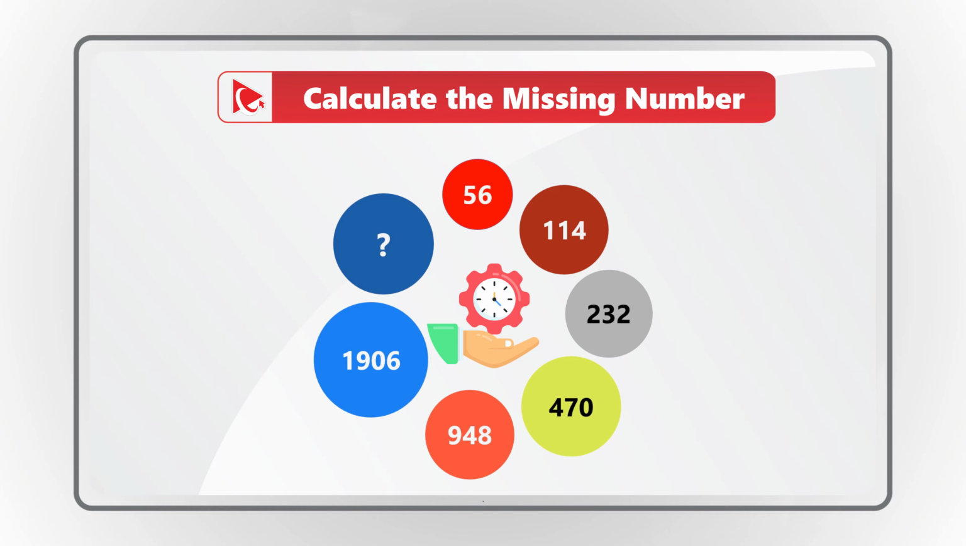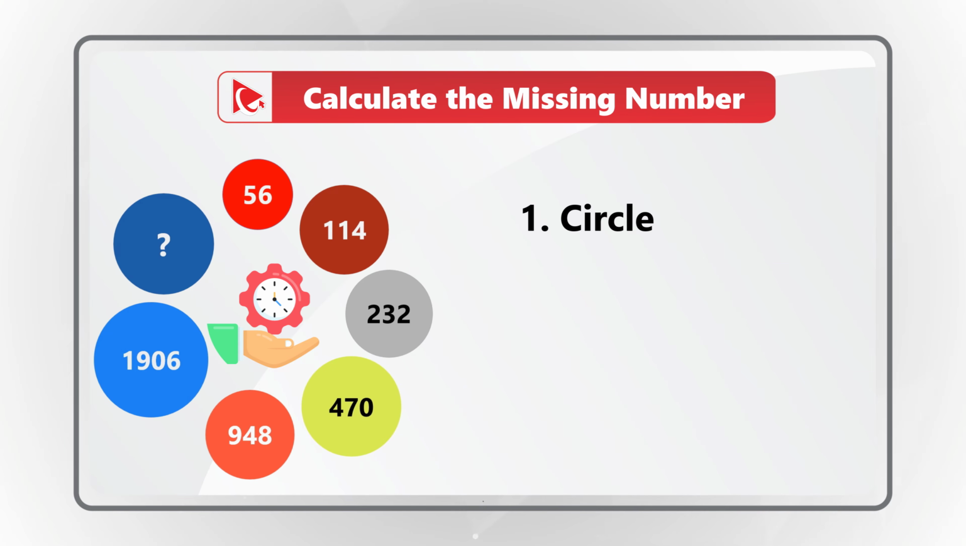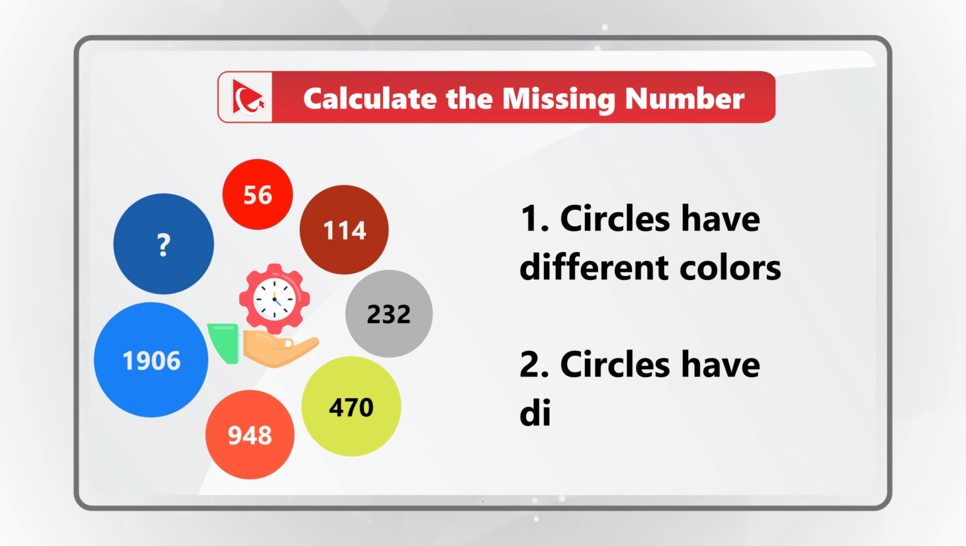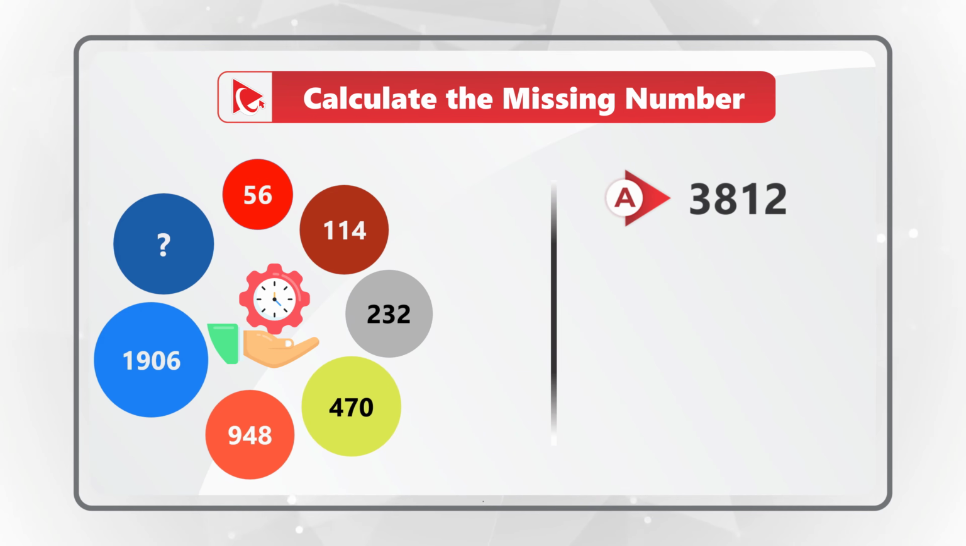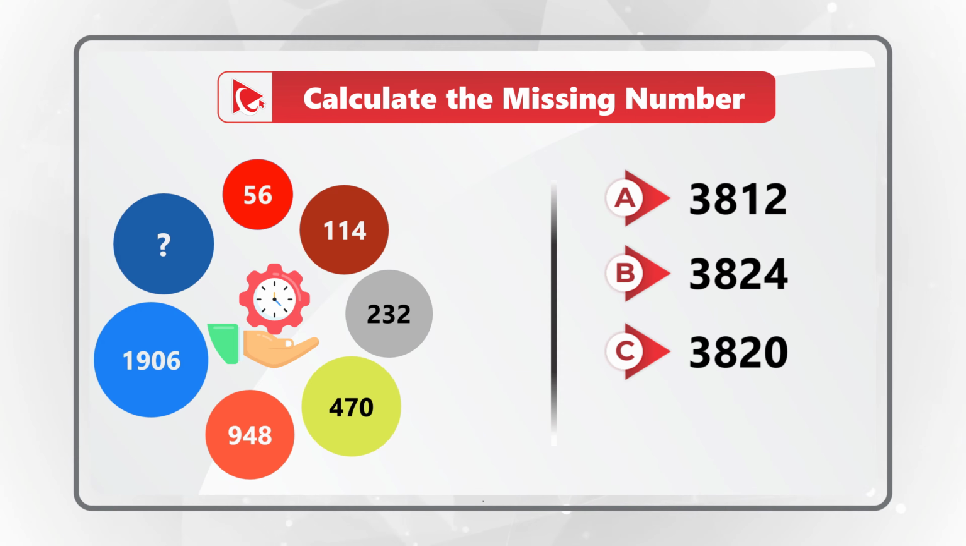What's interesting about this problem is that all circles have different colors, and some circles have the same size, and other circles have different sizes. But regardless, you need to select one of the following 4 choices. Choice A, 3812. Choice B, 3824. Choice C, 3820. And then choice D, 3,800.